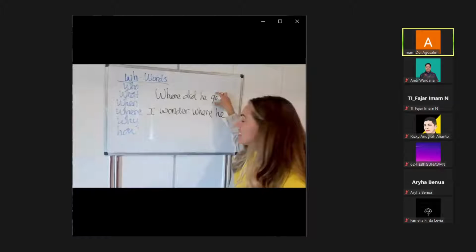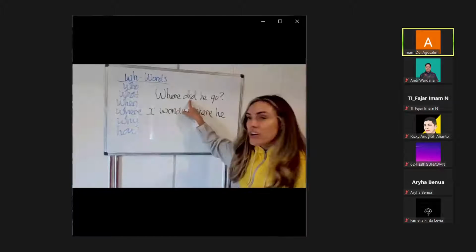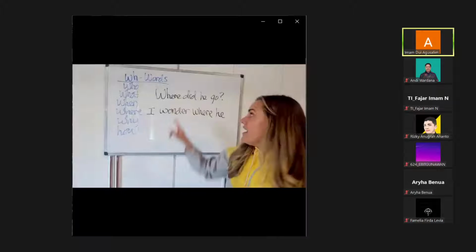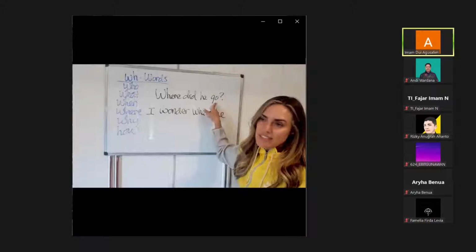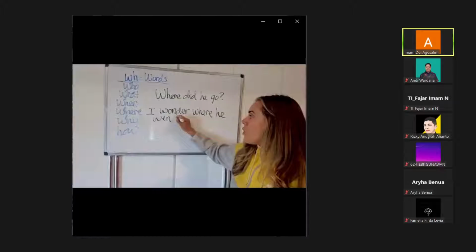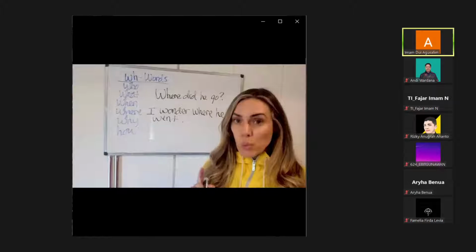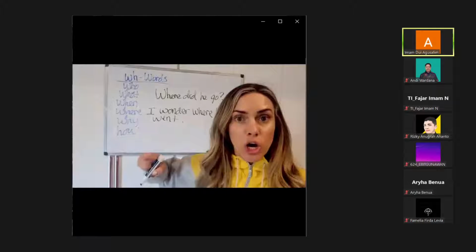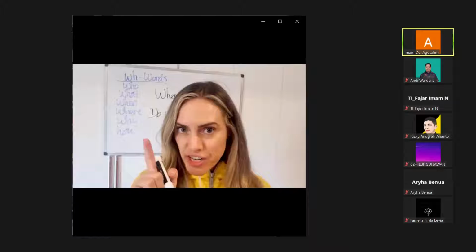So all you need to do is take this verb and put it here, but be careful because you gotta carry the verb tense with it. This is in the past tense, so this needs to be in the past tense. I wonder where he went. Be careful. A lot of people would say, I wonder where did he go, and that's not correct. You want to say, I wonder where he went.